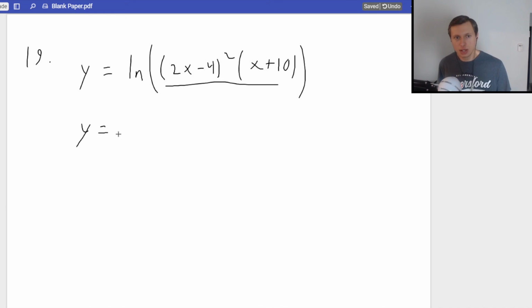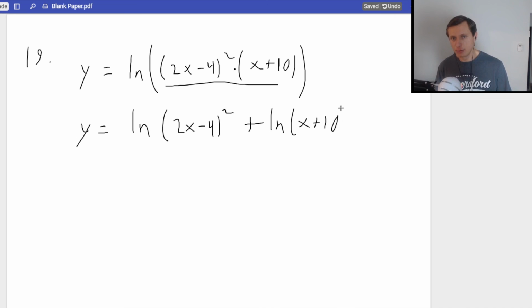So y equals, what are the properties of logarithms? Well, in this case, we're multiplying 2 products together, which means it's going to be addition in the logarithms. What do I mean by that? It's natural log of 2x minus 4 squared plus the natural log of x plus 10. Everyone remember that? Very crucial that you remember this property. If you don't, it's going to really mess with you. And if it was division, it would be minus.